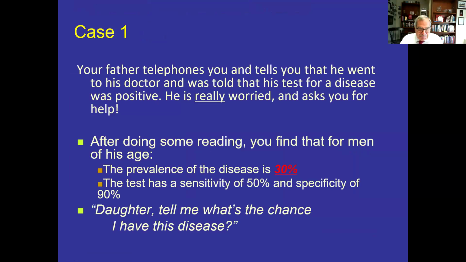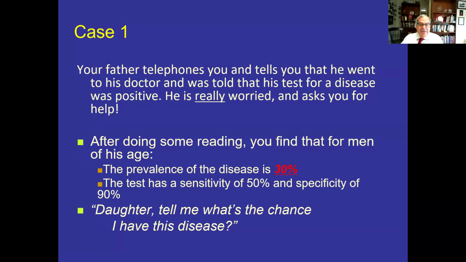So here's an example. All of us, and probably every one of you, have had this kind of conversation, whether with a family member or a friend. Your father telephones you and tells you that he went to his doctor and was told that his test for his disease was positive, and he's really worried about it. He asks you for help. After doing some reading, you find out that for men at his age, the prevalence of the condition is 30%. The test has a sensitivity of 50% and a specificity of 90%.